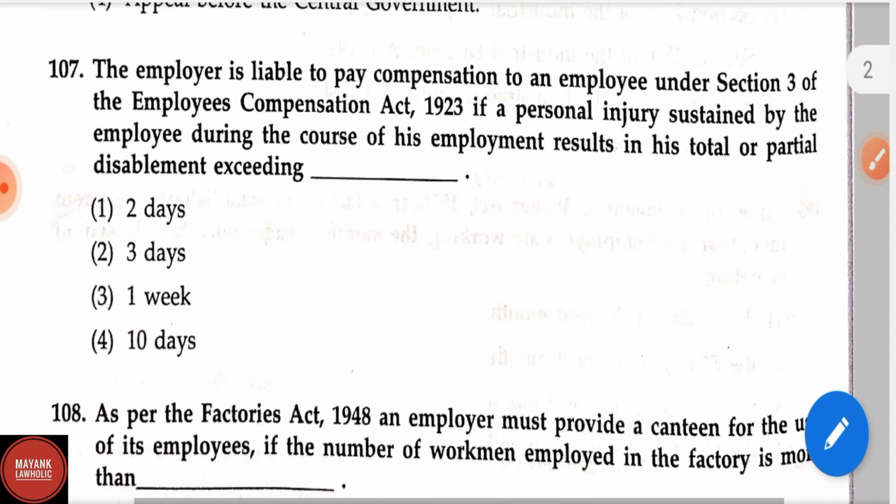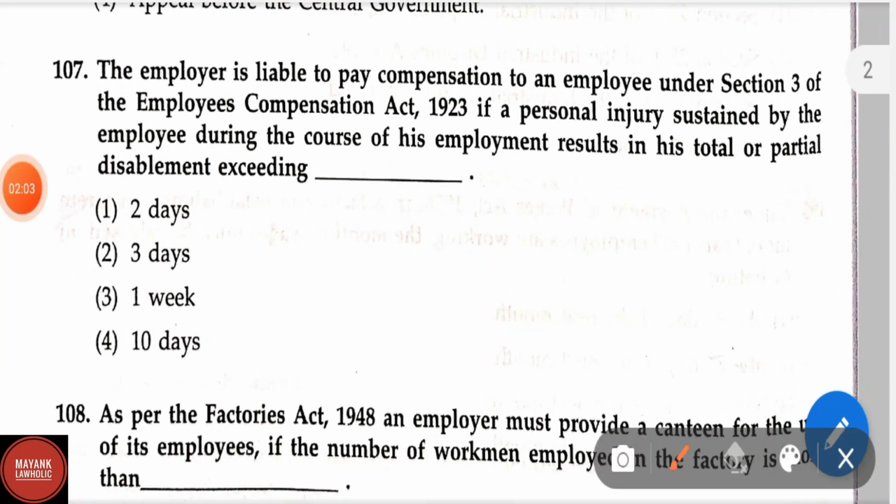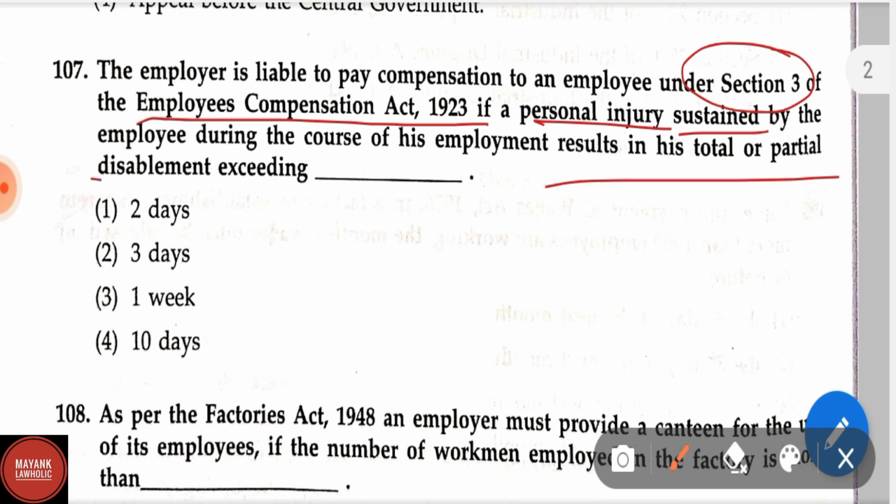Question number 107. The employer is liable to pay compensation to employee under section 3 of the Employees Compensation Act 1923 if a personal injury sustained by the employee during the course of his employment results in total or partial disablement exceeding: options 2 days, 3 days, 1 week, 10 days. Correct answer is 3 days.